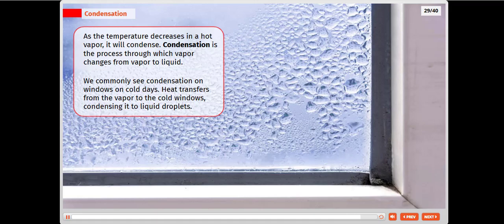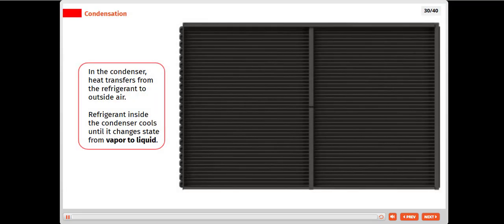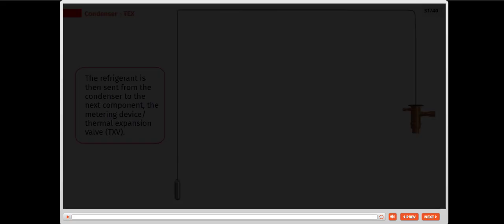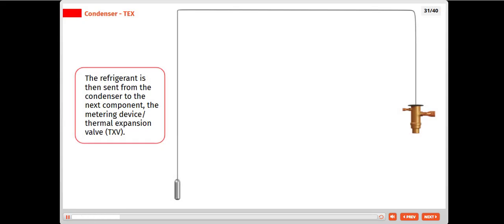In the condenser, heat transfers from the refrigerant to outside air. Refrigerant inside the condenser cools until it changes state from vapor to liquid. The refrigerant is then sent from the condenser to the next component, the metering device or thermal expansion valve, TXV.